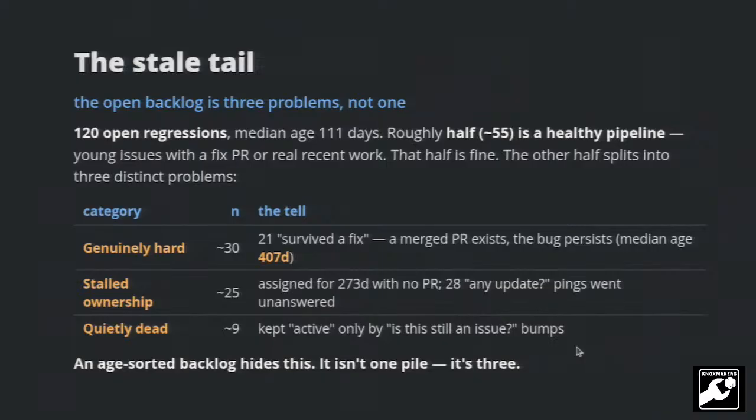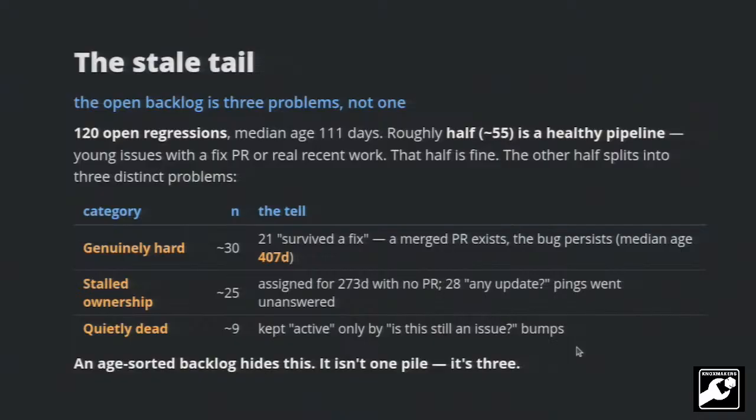Then there is something else that happens that I call the stale tail, and this is the regressions that got reported and then got some attention, and then they're still out there. And breaking that down, right now, at the time I ran the data, there was 120 of those, 120 issues that are open and marked for regression. And about half of that are less than the median age.